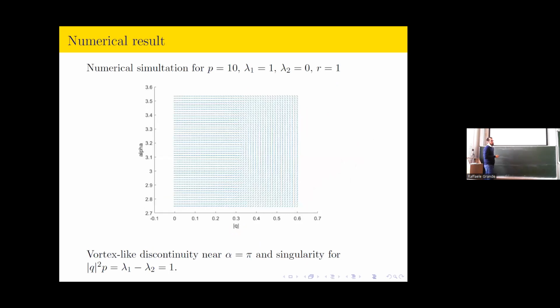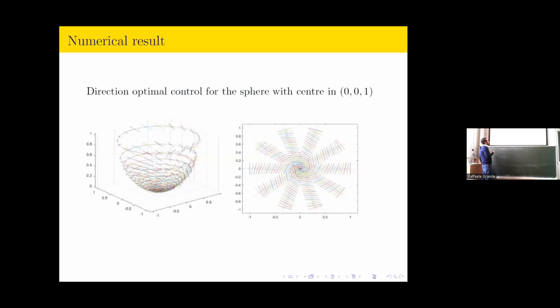We also did some numerical simulations about the direction of the optimal control. We always take p equal 10, lambda 1 equal 1, lambda 2 equal 0, r equal 1, and we notice that here there is like a vortex discontinuity where our asymptotic expansion does not hold, and we also did some numerical simulation with the sphere.